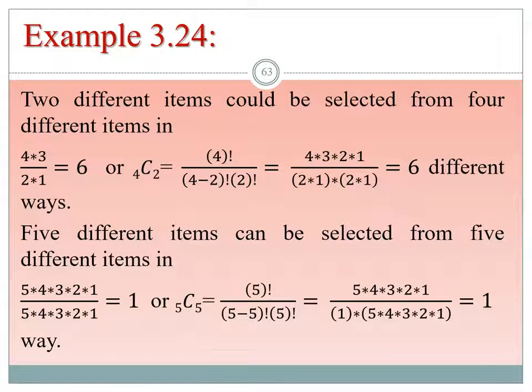And another example: 2 different items could be selected from 4 different items. The answer is 4C2, or you can use our basic combination definition. So 6 different ways. And 5 different items can be selected from 5 different items, so that means 5C5, which is equal to 1.